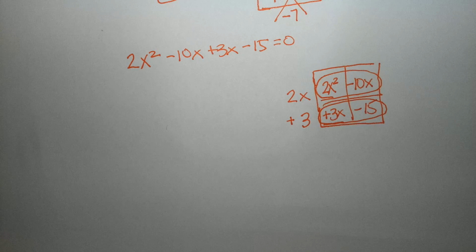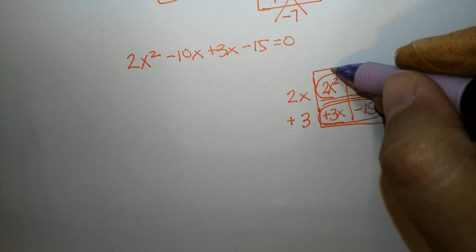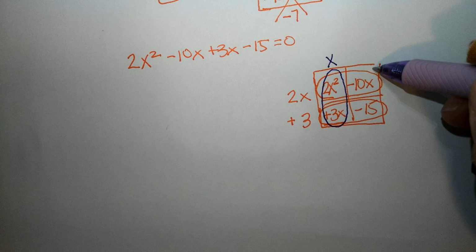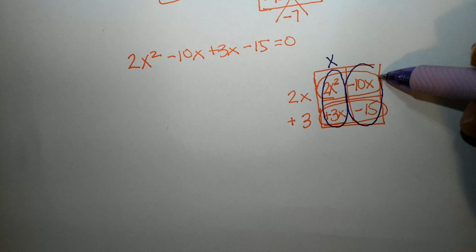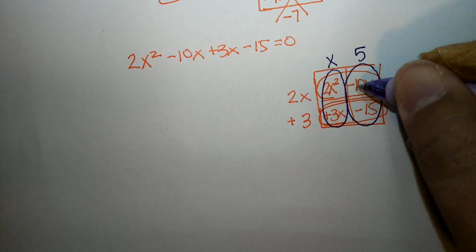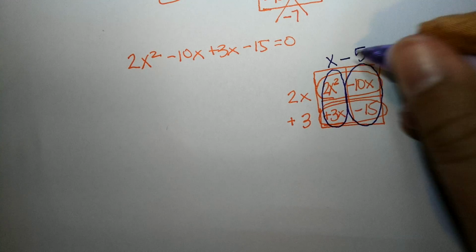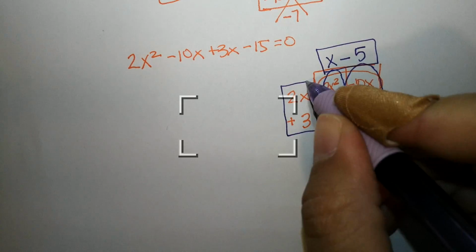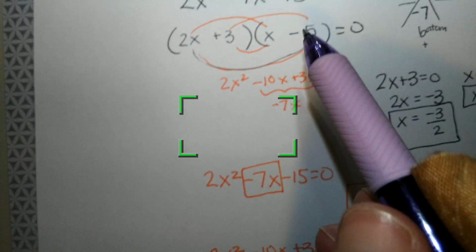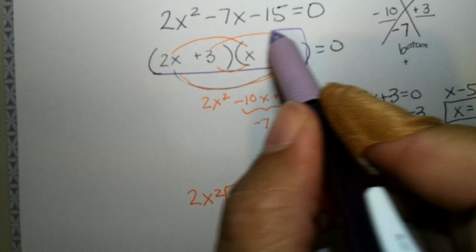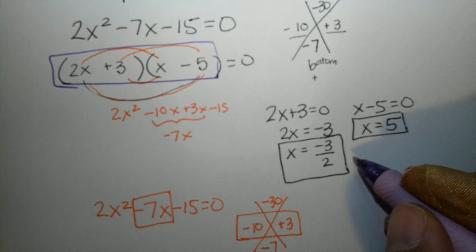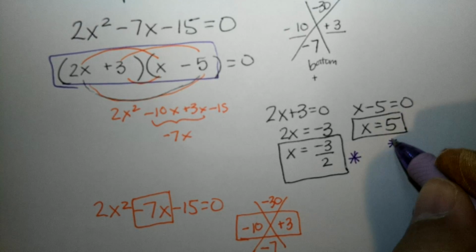Then I move on to my vertical. 2x squared and 3x. Well, the only thing they have in common is an x. Negative 10x and a negative 15, I can pull out a 5, and it's negative because our top box is negative. So if you notice, it factored into x minus 5 and 2x plus 3, which is what we had right here. I don't care which way you do it. Just make sure in the end you get these correct answers over here.